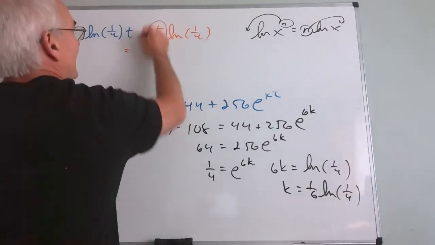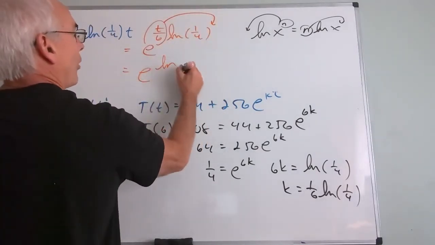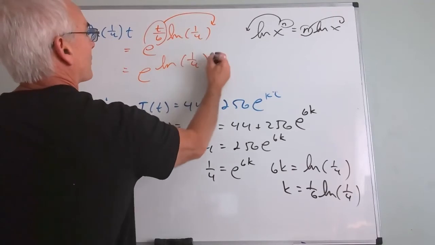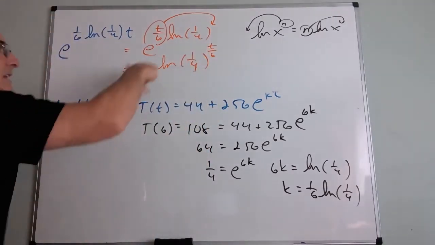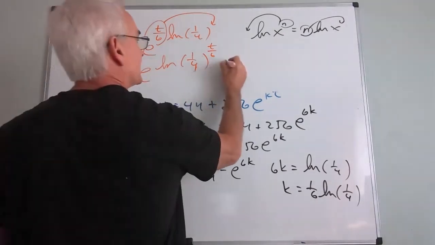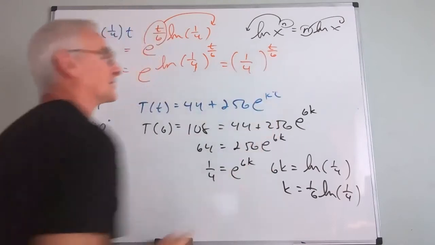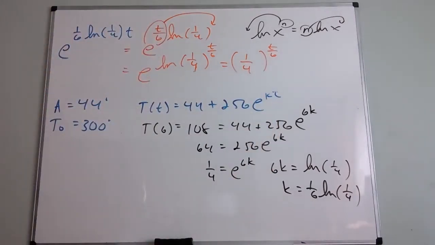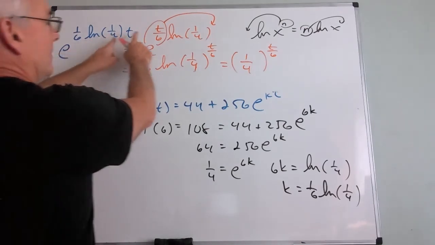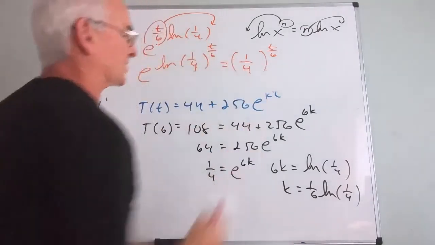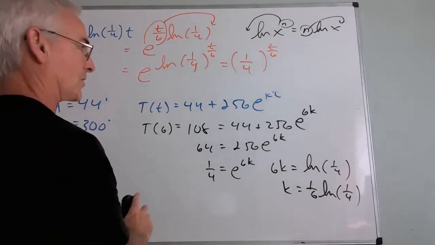And then e to the log of 1/4 raised to the t over 6. This is what I wanted. These undo each other, and this ends up just being 1/4 raised to the t over 6. Oh my gosh. This scary looking thing here reduces all the way to this simple thing right here. That's exactly what I want. So let's go now.